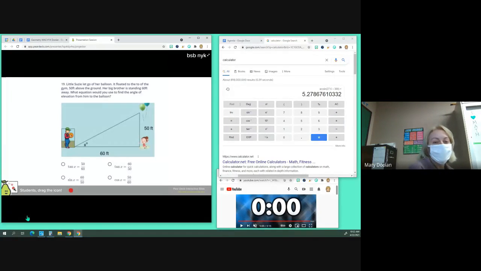What equation would you use to find the angle of elevation from him to the balloon? He is the viewpoint, and he's looking up at those balloons, so that is an angle of elevation. Maybe it's a basketball. Maybe he's going to throw them at the balloons. I'm not really sure how that's going to help. It's a weird problem. And so we're going to figure out this missing angle. Anytime you're trying to find a missing angle, that's when you use the inverse trigonometric functions.